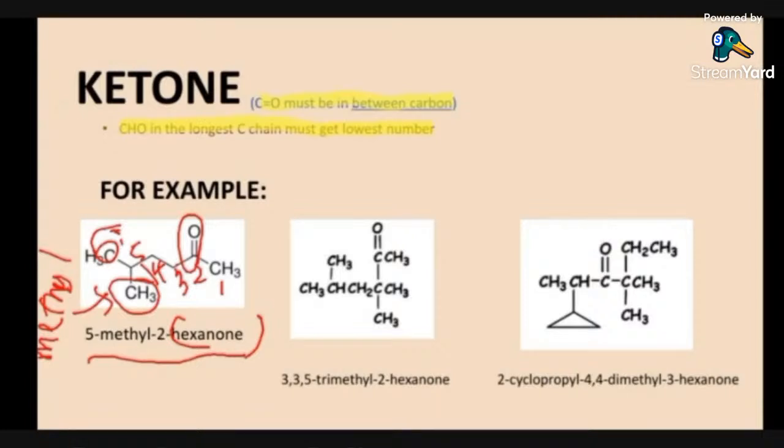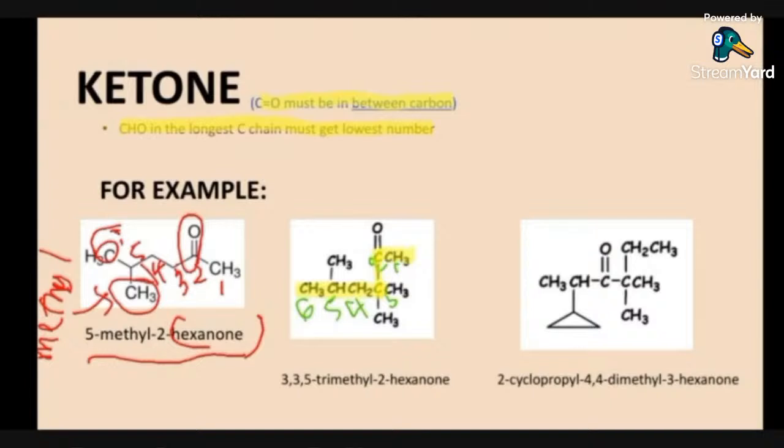First, we need to find the chain. Ketone, C double bond O must be in between carbon. So it needs to start from here and down here and go here. And as we can see, this is carbon number 1, 2, 3, 4, 5, and 6.